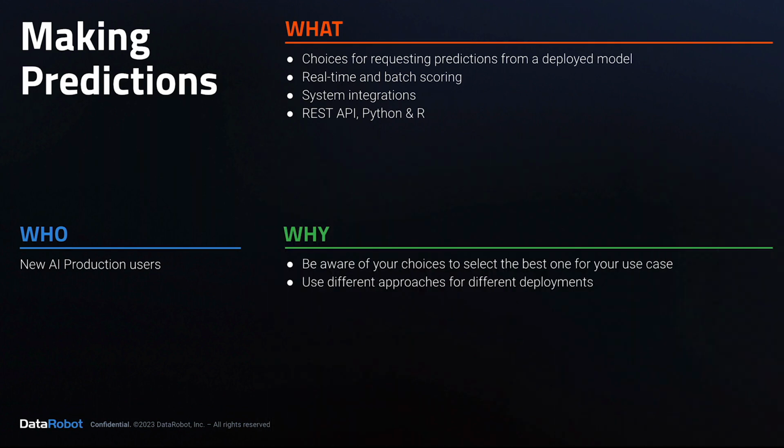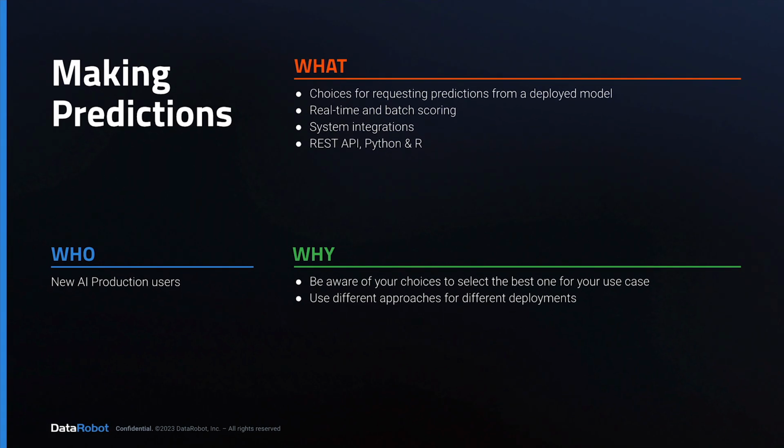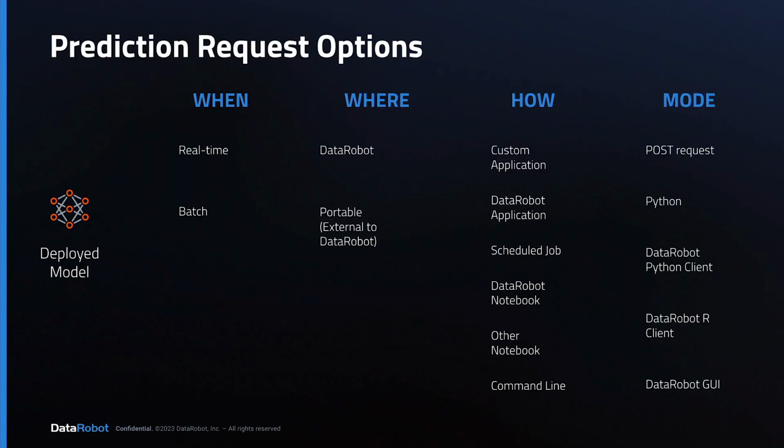This is important because different use cases will require different approaches for making predictions. The openness and flexibility of the DataRobot platform is a key value driver. Rather than trying to be comprehensive, we'll look at how organizations flexibly combine these choices.